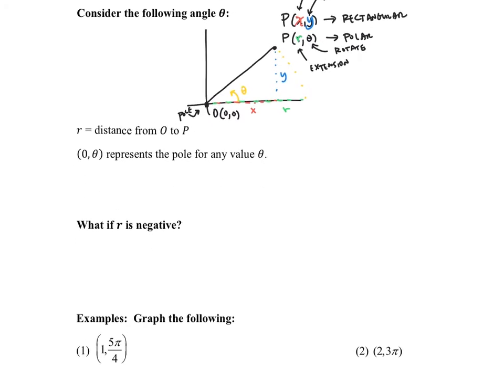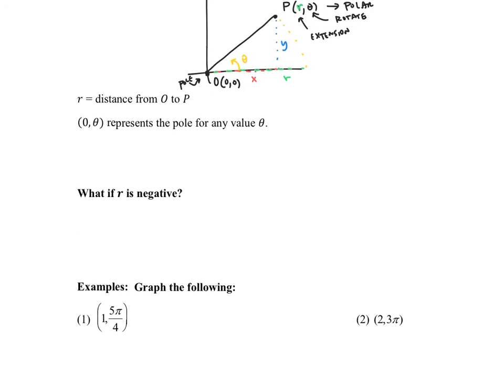So what if R is negative? Let's take the point, for example, 2 comma pi over 4. Let's look at what that would look like. We would extend 2 units out to the right, and then we would rotate pi over 4 radians. So we would be at this point 2 comma pi over 4. Here's the pole, or the origin, 0, 0. Here's our angle, which is pi over 4. And here is our radius, length of 2.